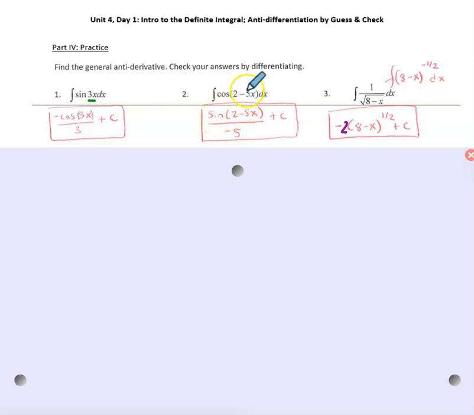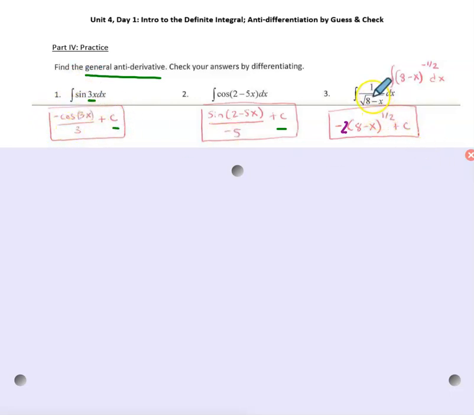On this one, your inside function is 2 minus 5x, and the derivative is a negative 5, so you're going to have to divide by the negative 5. And by the way, all of these, you're finding the general antiderivative, so you're going to need a plus c on every single one of these. Also, none of these have an f of x equals, so you don't need an equation here. These are just expressions, so when you integrate, you just have expressions.